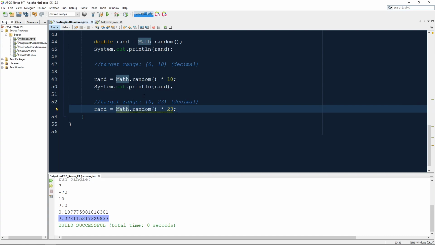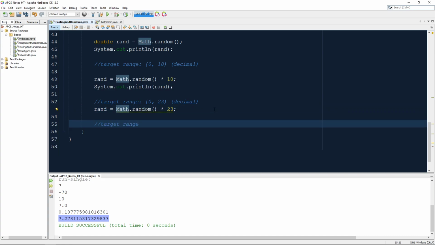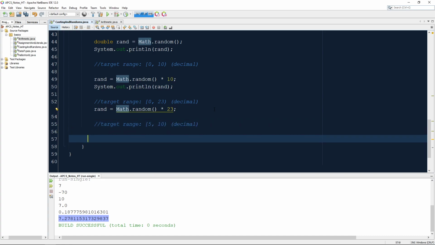So, if we want to just get our range from 0 to some larger number, then all we must do is multiply that number. And that's a pretty convenient thing to do. So let's go ahead and try something a little bit more complicated. Let's say our range no longer begins at 0, but begins at some other number. Let's say we want it from 5 to 10, not including 10, and we still want a decimal number. What would we do here?